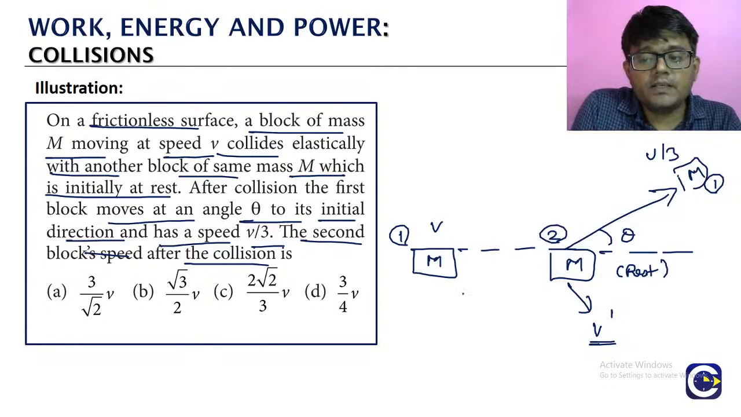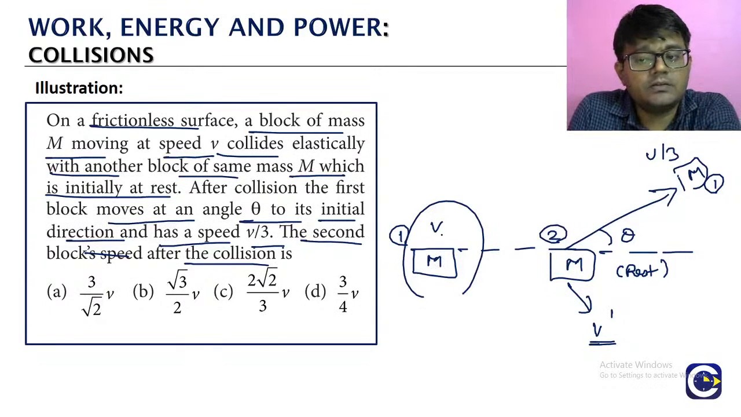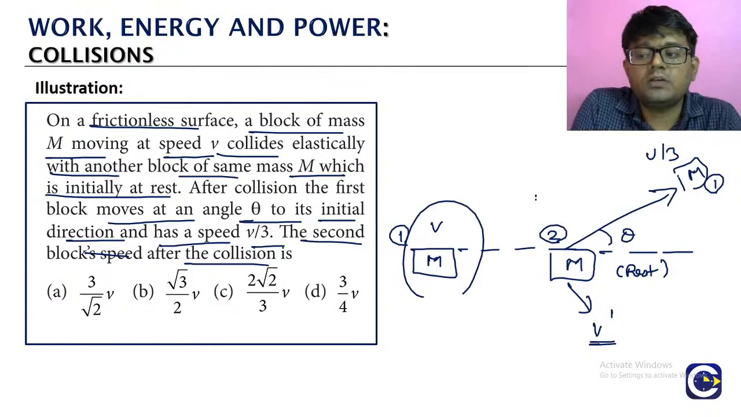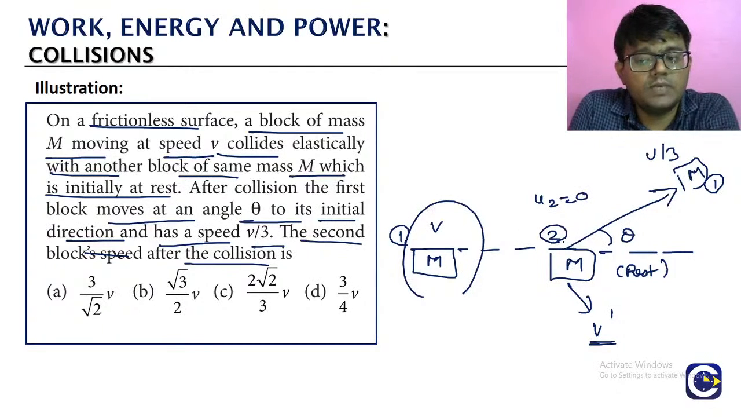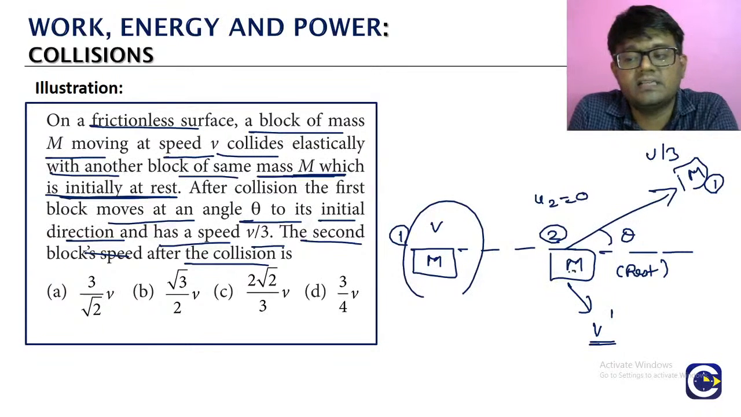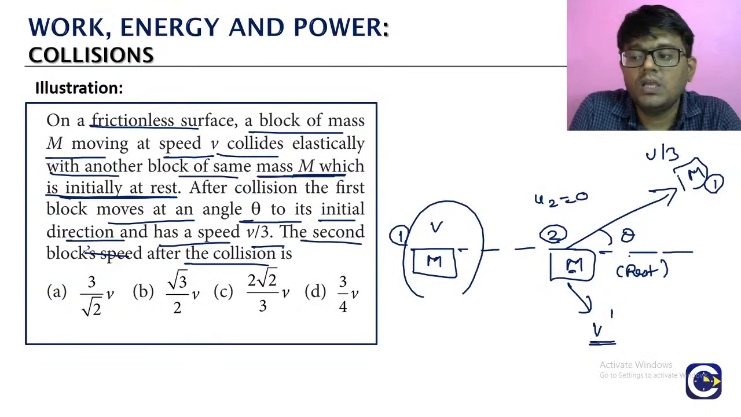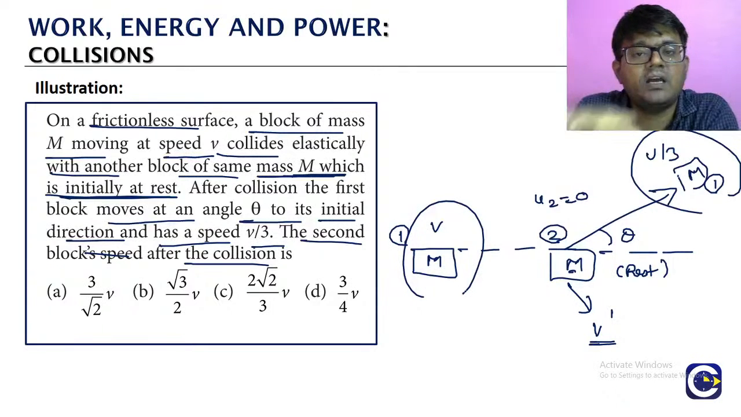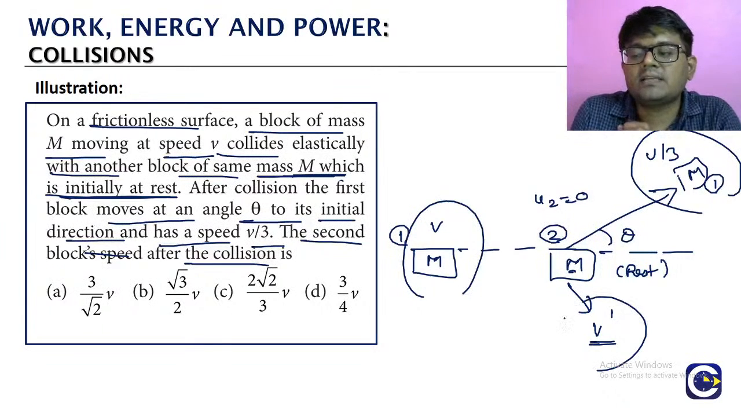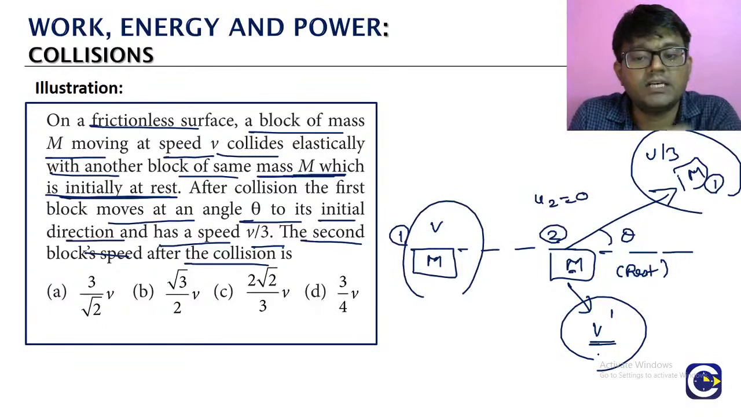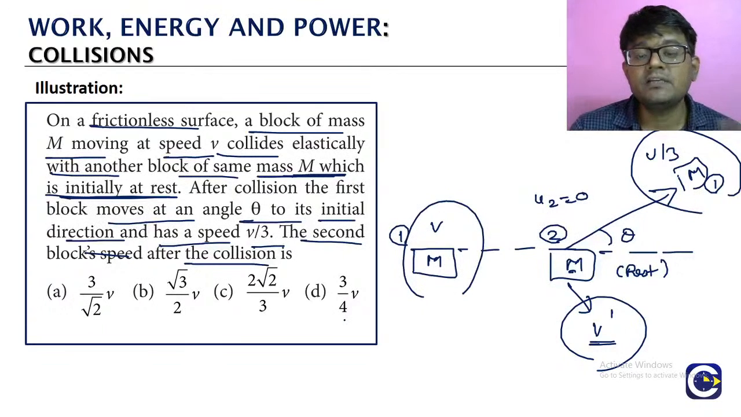We know the object 1 initial velocity and mass. Object 2 initial velocity is 0, because it is at rest. Finally, the first block has a speed v by 3. They are asking for the final speed of the second block. Can we simply use conservation of kinetic energy? Yes, because this is an elastic collision.